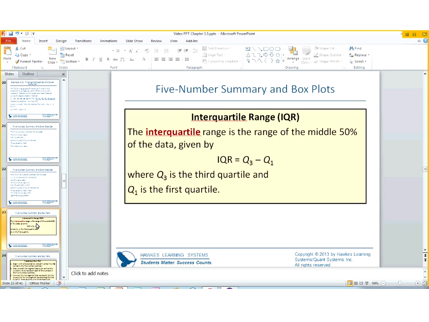The interquartile range is the range that describes 50% of the data. So the IQR is Q3 minus Q1. Okay? I'm going to end here for quartiles because that's a great place to stop, and then we'll come back and do box plots.